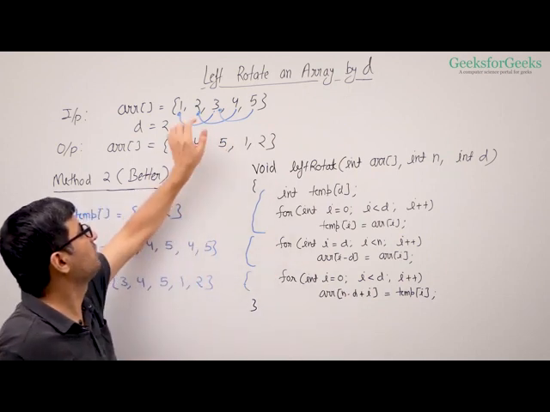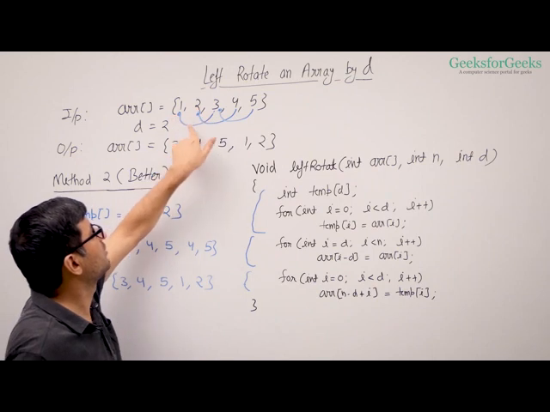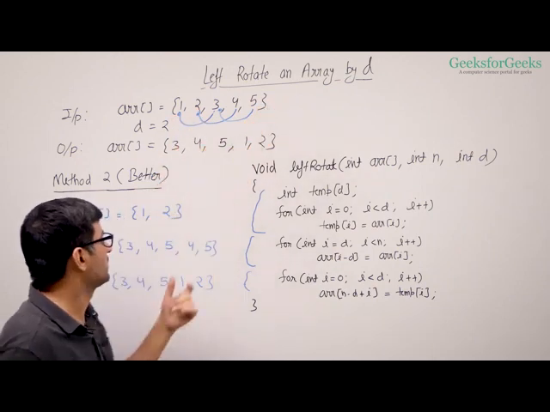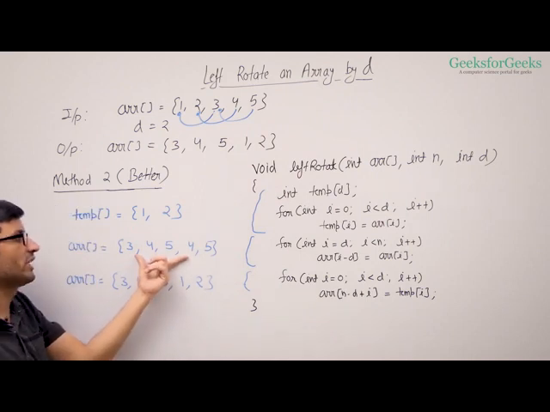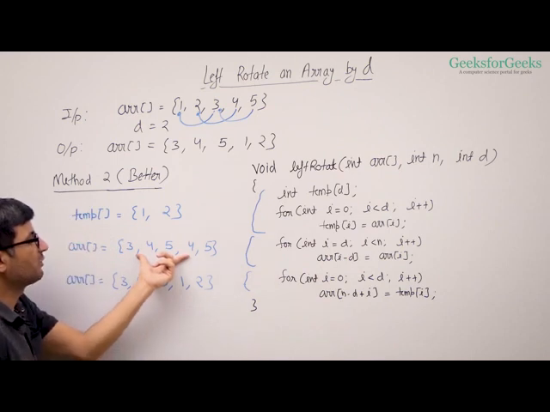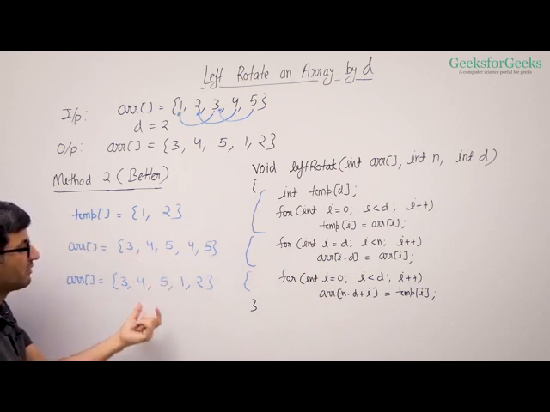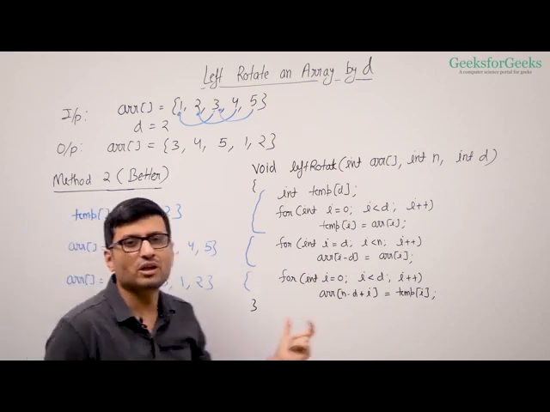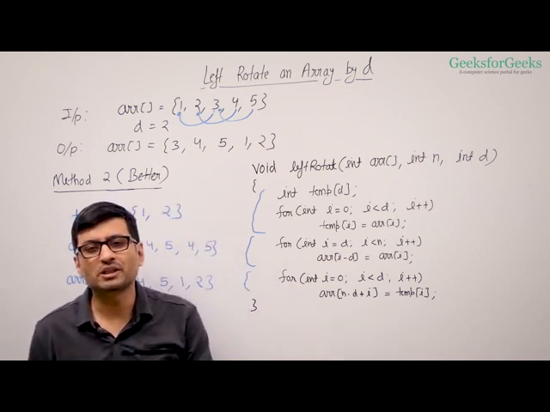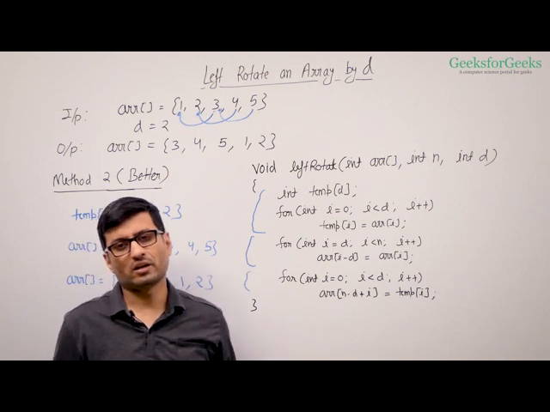So we still need to handle these 2 elements. We need to left rotate them in a circular manner. 1 should come here, 2 should come here. That's what we actually get after rotating the n minus d elements. Now we need to rotate the d elements. For that, we run one more loop, and inside the loop, we copy the elements from temp to ARR.